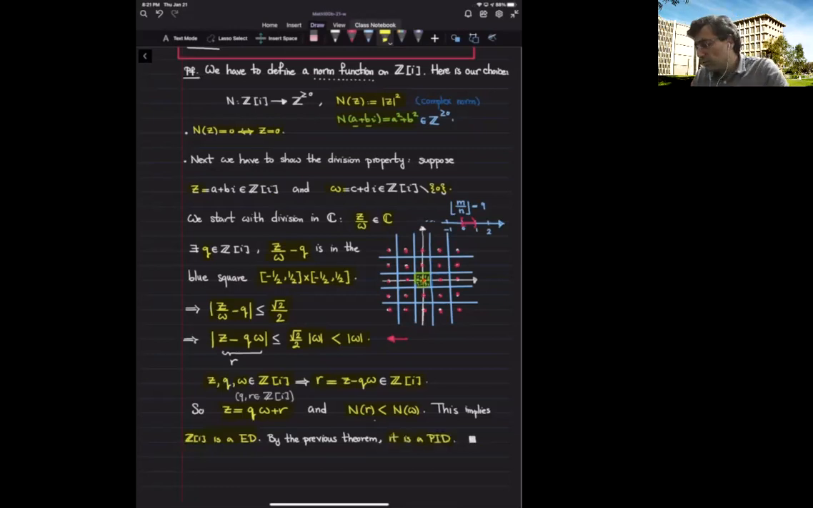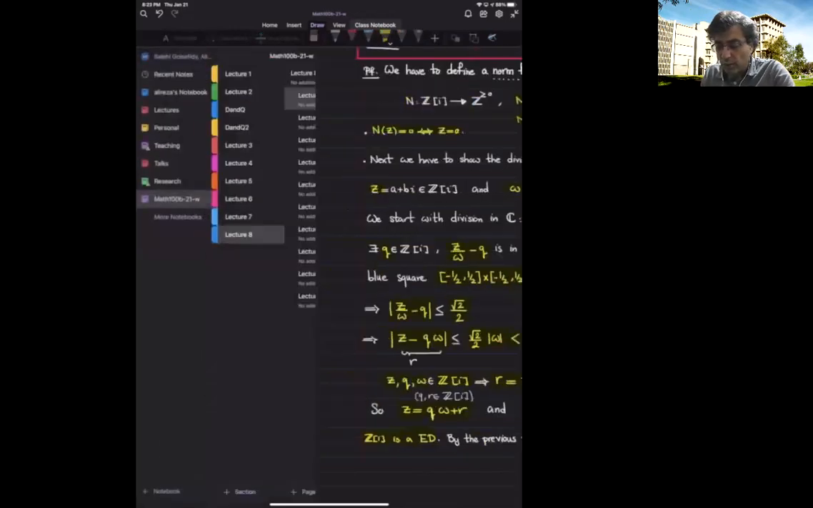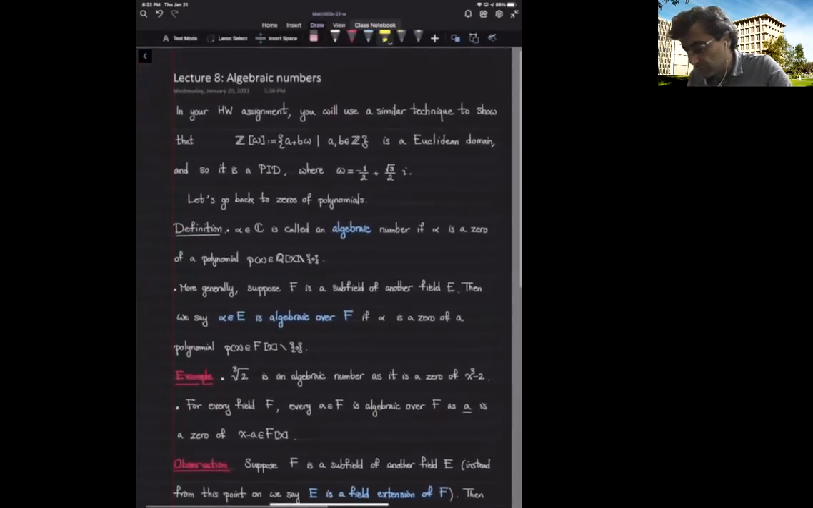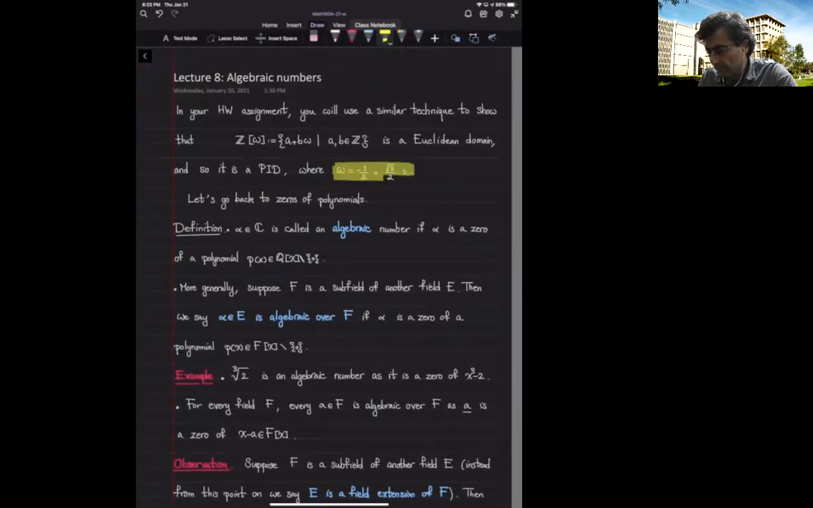Okay, so in fact, in your homework assignment, you use the same technique in order to show that the smallest ring that contains the third root of unity, which is this omega, is a PID. The real part of omega is -1/2 and the imaginary part is root 3 divided by 2. This is precisely the third root of unity.